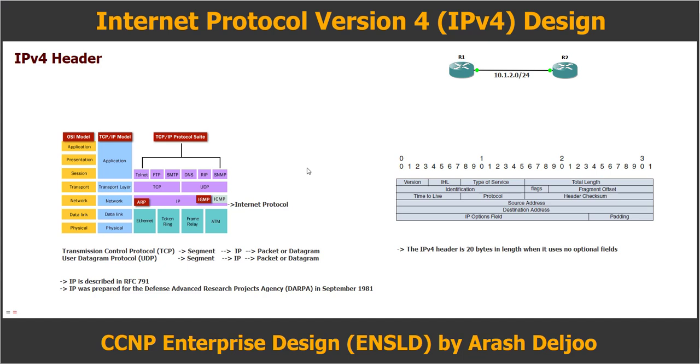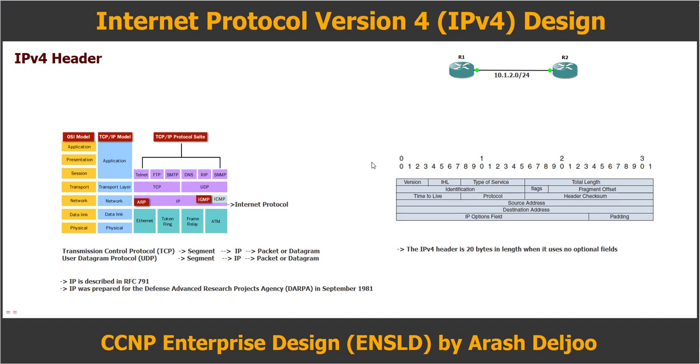You know that IP is described in RFC 791, and IP was prepared for the Defense Advanced Research Project Agency or DARPA in September 1981. Now let me explain the IPv4 header. Here we have one simple scenario. I have configured this simple scenario. We have two routers, router 1 and router 2. I'm going to use this simple scenario only for verification of the IP header.